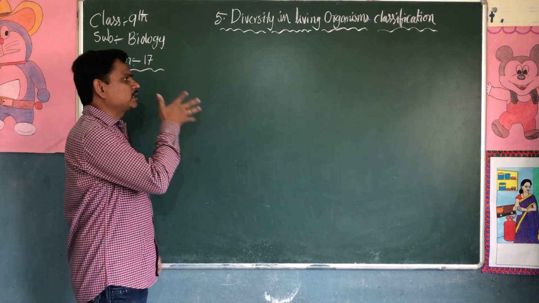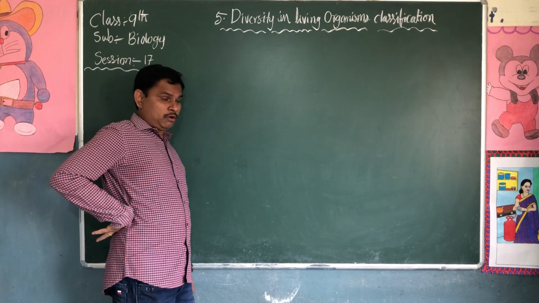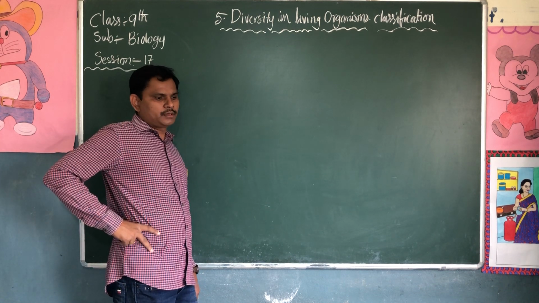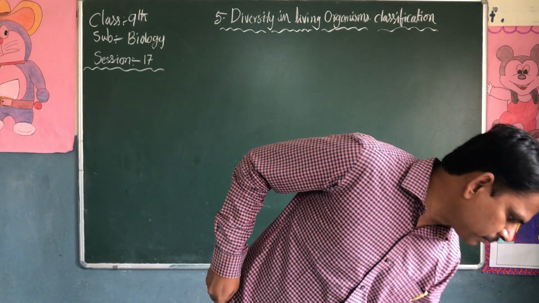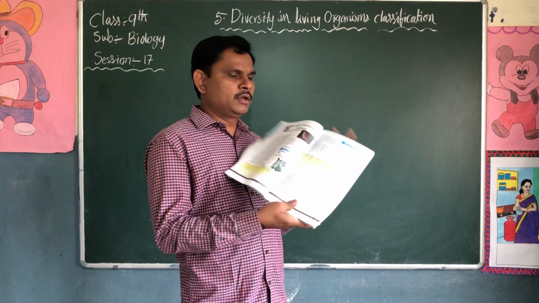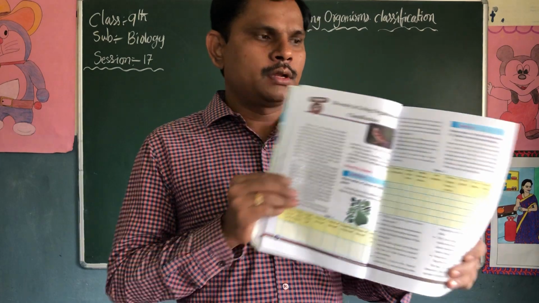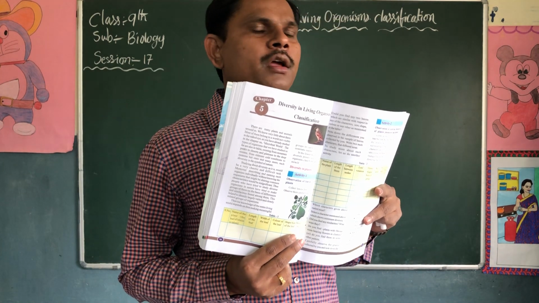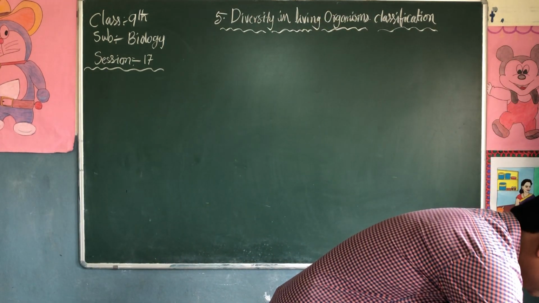In today's class, there are some activities they have given in your textbook. Let's open your textbook. On page number 50, there is Table 1: observation of leaves of the different plants. So in your textbook, page number 50, they have given observation of leaves in different plants. What can we observe, and how can we observe, in different leaves of different plants?